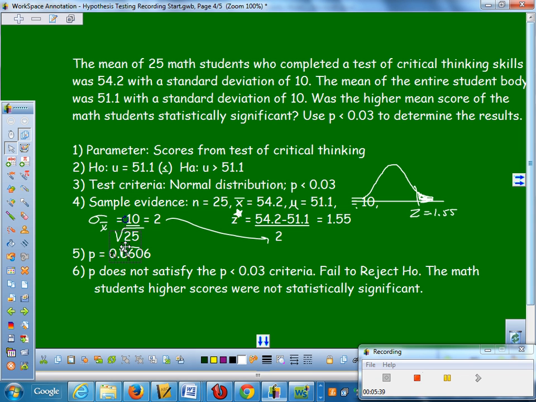Okay, is that less than the level they set for us? They said we had to have a probability less than 0.03 or less than 3%. We are above that. Consequently, we did not meet the requirement, and therefore, you'll see it says P does not satisfy the probability that's less than 0.03. So we have failed to reject the null hypothesis, meaning we have not disproved it. So therefore, the math student scores were not statistically significantly higher than the regular student scores.